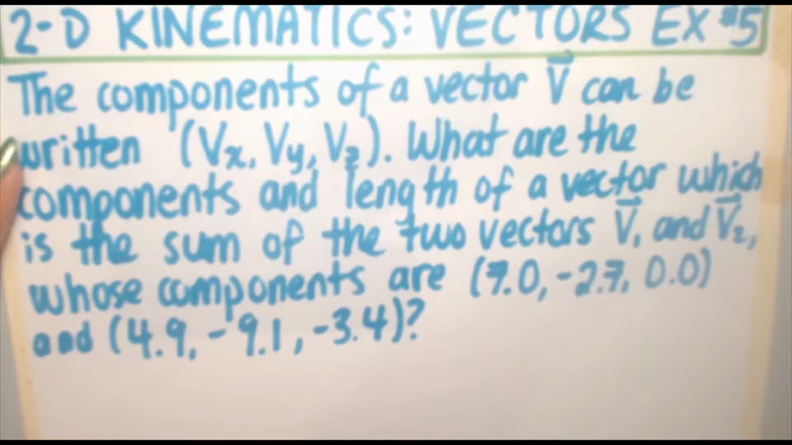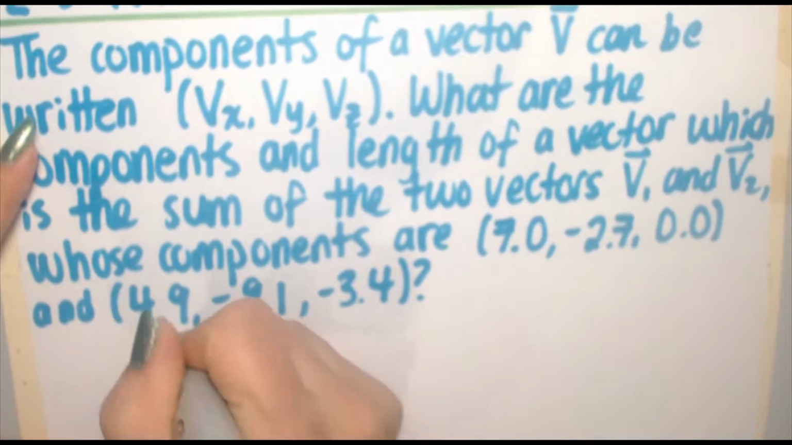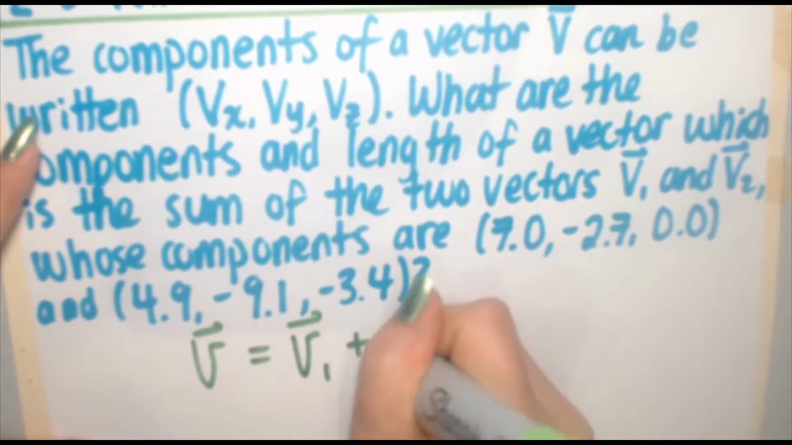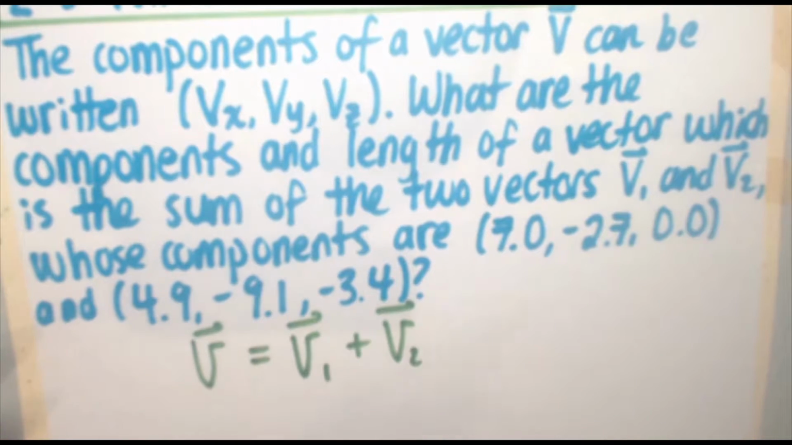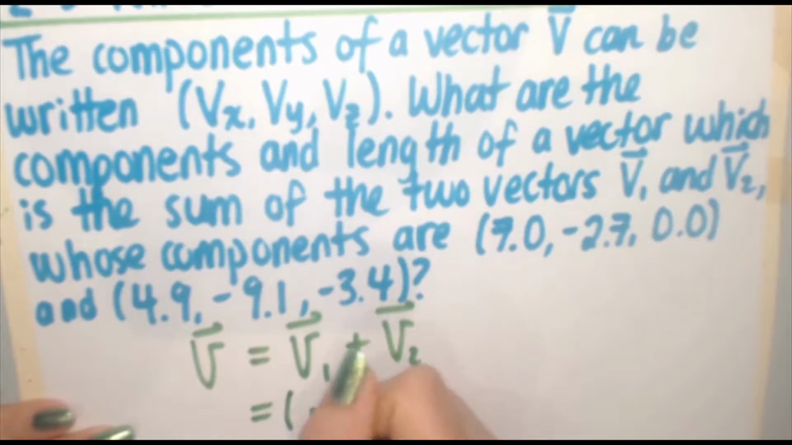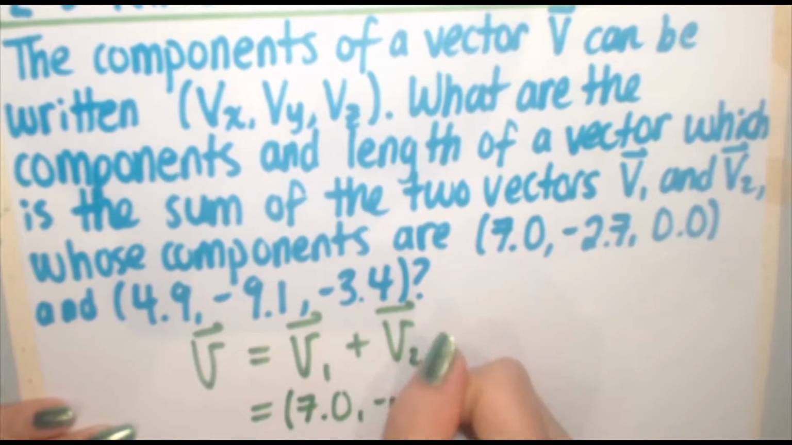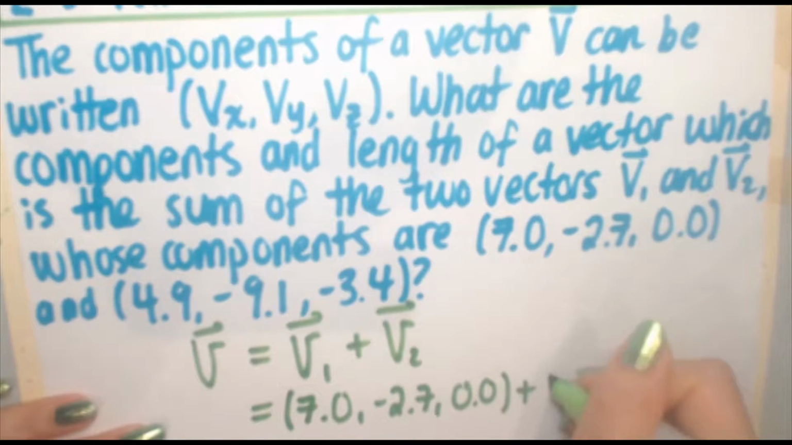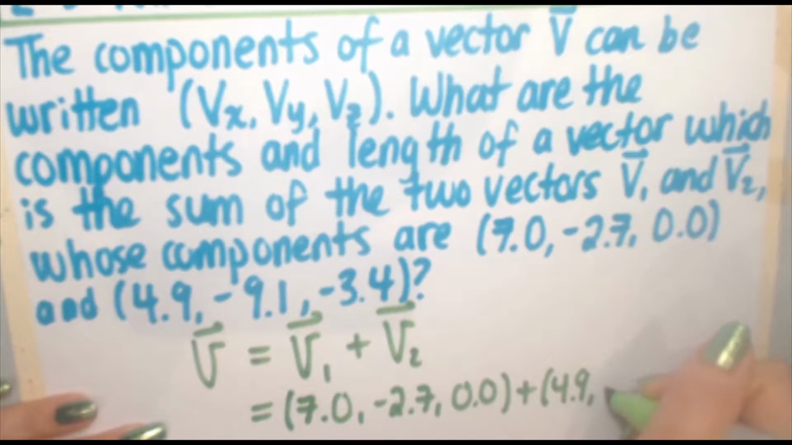Our first step is to declare the following statement, and that is that v, the vector that we're looking for, is the sum of v1 and v2. And just like in the previous vector examples, remember this is vector addition, so we cannot linearly add these two together. And the fact is, v1 and v2 are actually vectors, right? They have components, x, y, z components. So if we actually write in these values, you've got 7.0, minus 2.7, 0.0 for v1, and to that we're adding 4.9, minus 9.1, and minus 3.4.